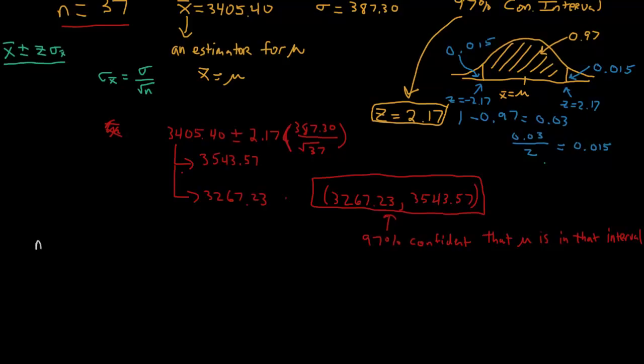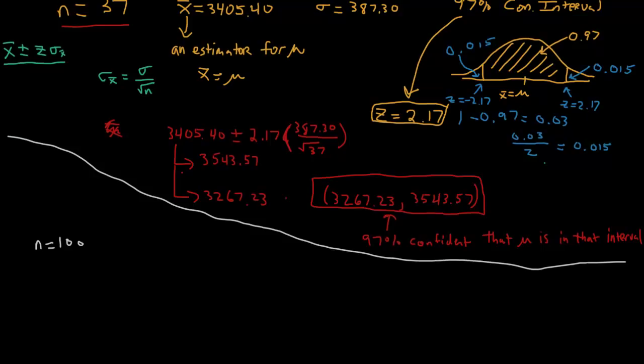Let's say n equals 100. So instead of 37, n equals 100. Again, this is a different question. This is just something I made up. Well, guess what? We're leaving everything else the same. So sigma is going to be the same. That's still a 97% confidence interval. The only thing that has changed is the sample size.